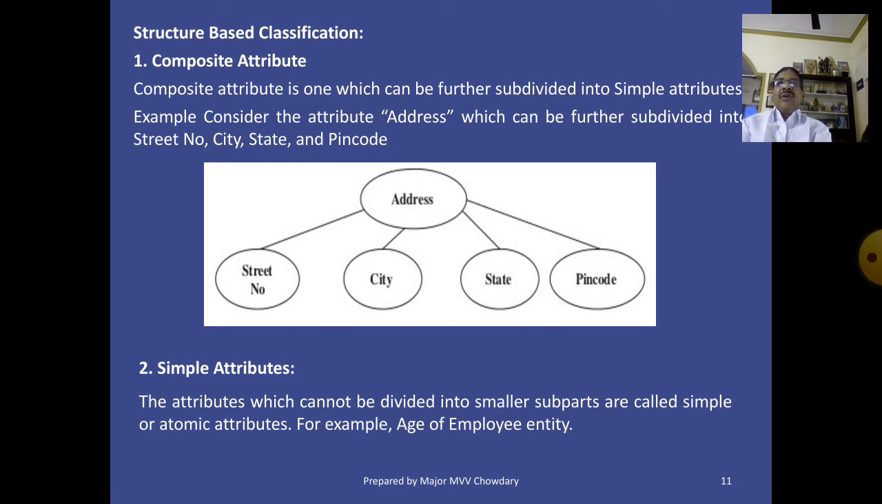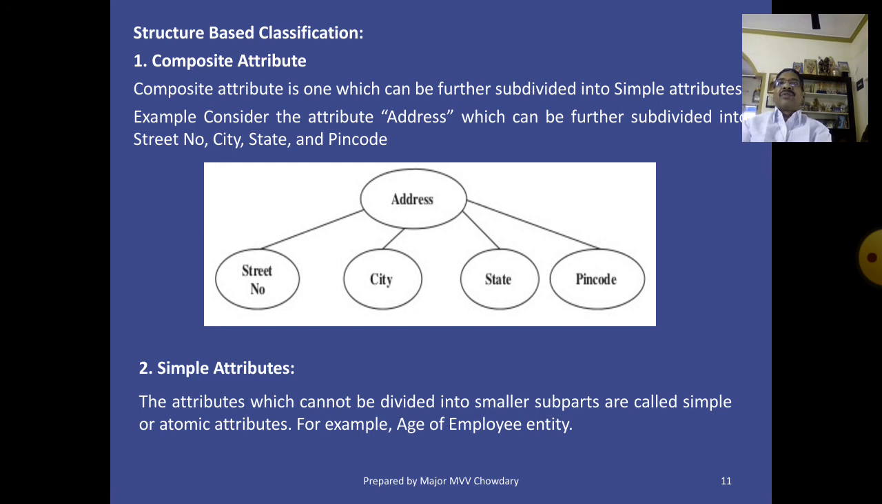Address can be further subdivided into street number, city, state, and pin code. That means address is a composite attribute. Street number, city, state, and pin code are subdivisions of the attribute address. So this is a composite attribute.